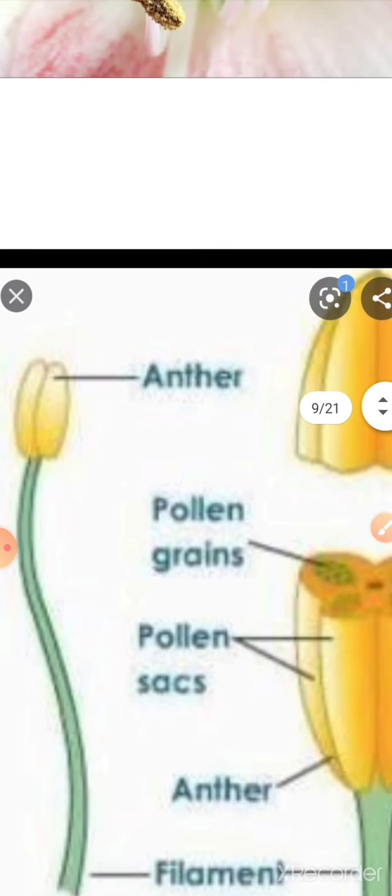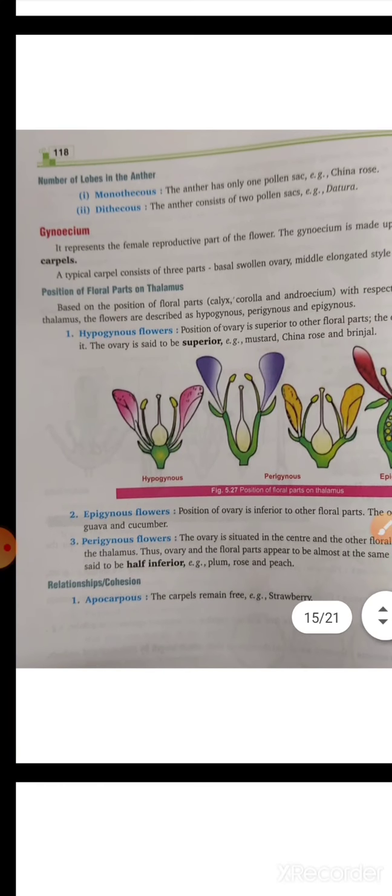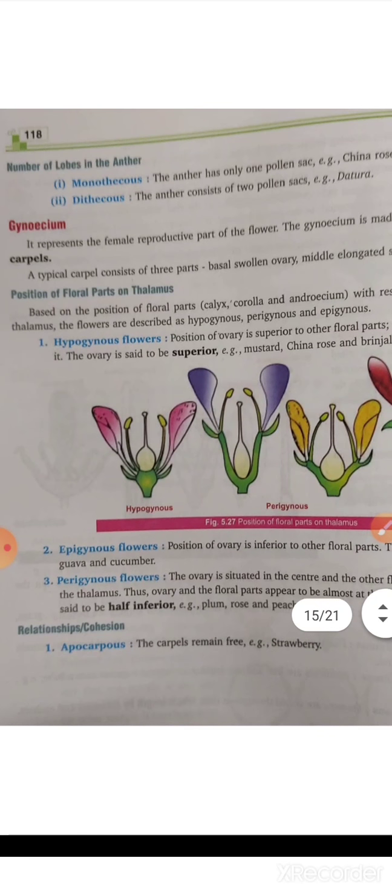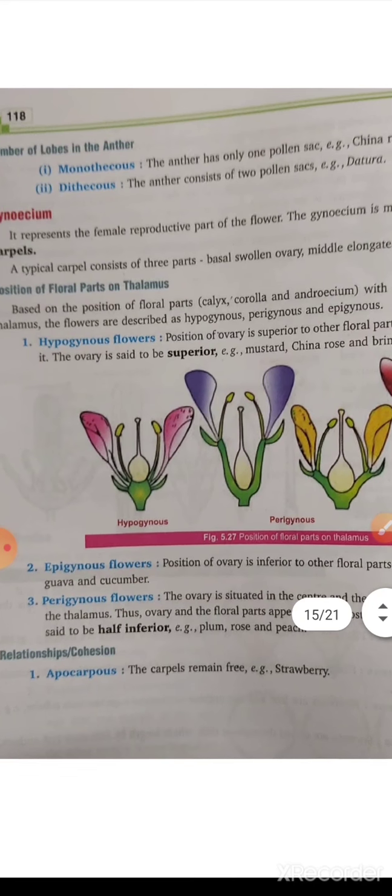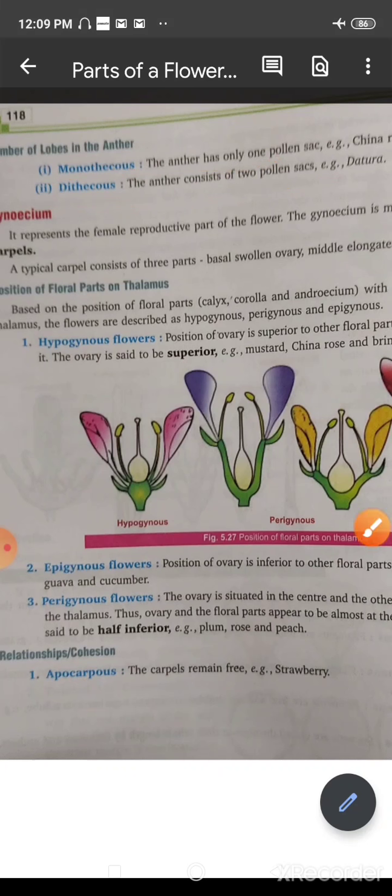So two conditions here we come across, and we move on now to the next part, number of lobes in the anther. If the anther has only one pollen sac, it is monothecous, and if it has two pollen sacs, then it is dithecous, right? So pollen sacs being single and pollen sacs being two. If it is a single pollen sac, it is monothecous, and if it is two pollen sacs, then it is dithecous condition, right?